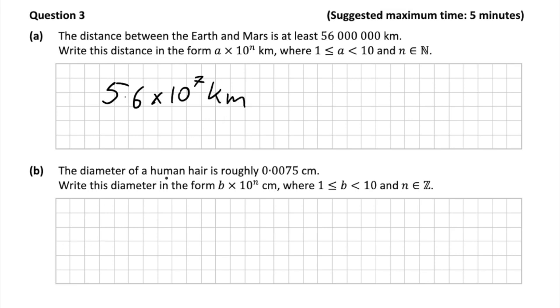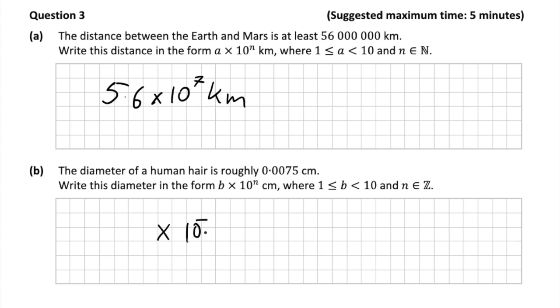We also know that the diameter of a human hair is roughly 0.0075 centimeters. We have to write the diameter in the form of b times 10 to the n centimeters, where 1 is smaller than or equal to b, and b is smaller than 10, and the power belongs to the set of integers. So because 0.0075 centimeters is to the right of the decimal point, n has to be negative. So we know that we're going to be multiplying by 10 to a negative power.